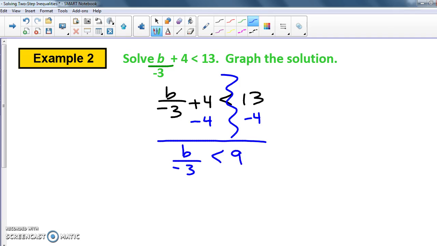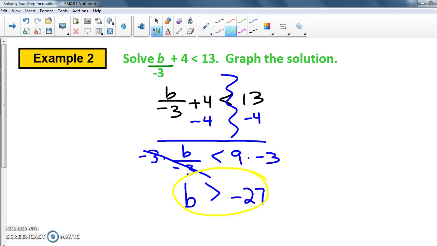Okay, I have one last step to solve this. I need to get b by itself. I see that it's being divided by negative 3. Well, the opposite of division is multiplication. So I need to multiply both sides by negative 3. That's going to get rid of this, and that gives me a b on the left, a negative 27 on the right. Now, we need to figure out if this fits our rule. If we multiply or divide by a negative, we flip the sign. Well, we multiplied by a negative 3, so yeah, we're going to flip the sign. So my answer is b is greater than negative 27.